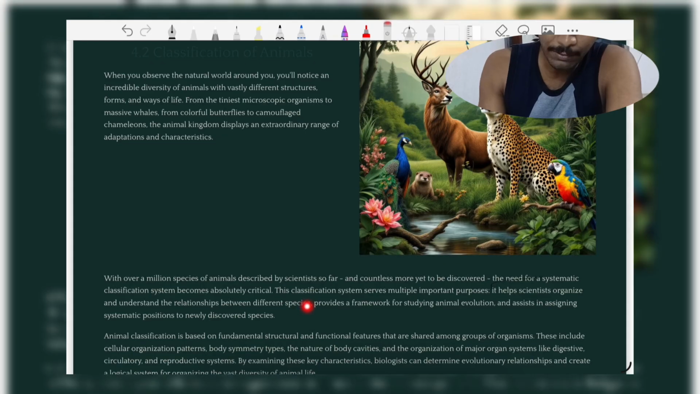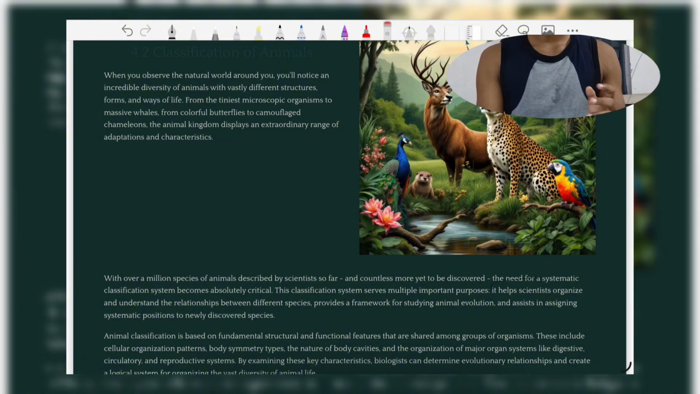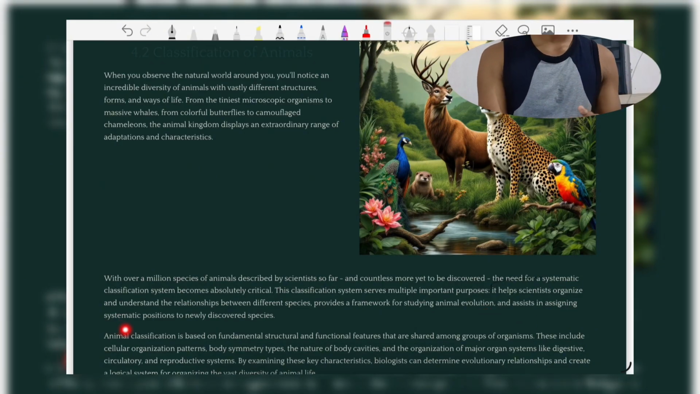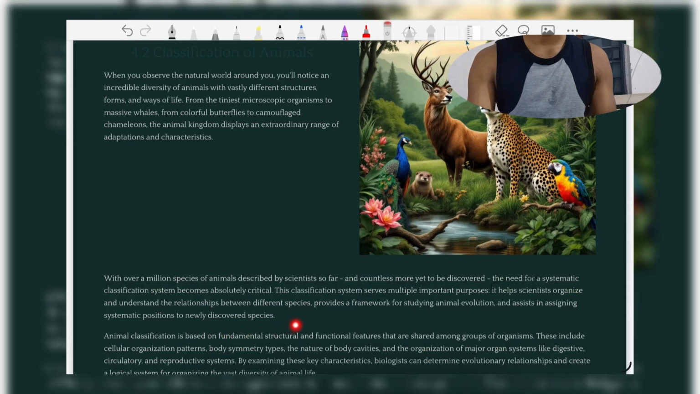The classification serves multiple important purposes. It helps scientists organize and understand the relationships between different species, provides a framework for studying animal evolution, and assists in assigning systematic positions to newly discovered species.